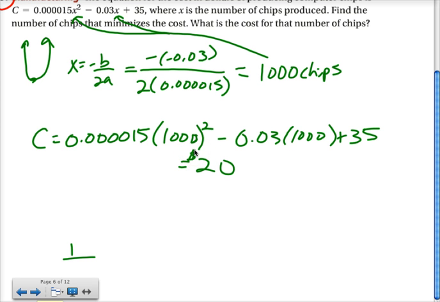So find the number of chips that minimizes the cost. That was 1,000. And the cost for that number of chips, $20. So we have the pieces that we need for this one.